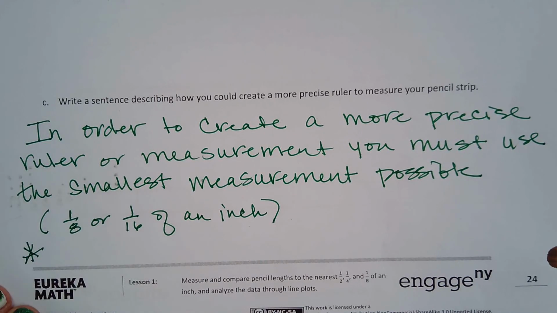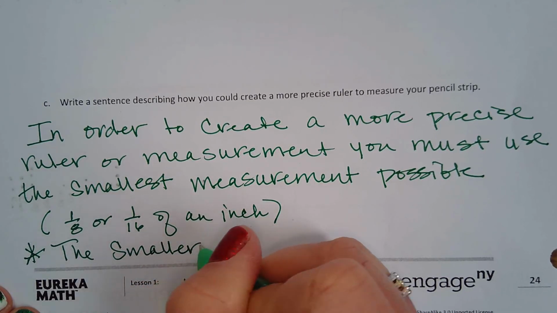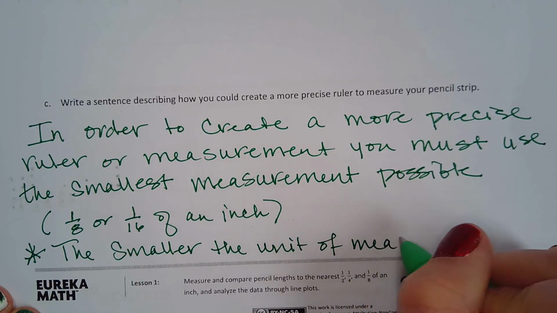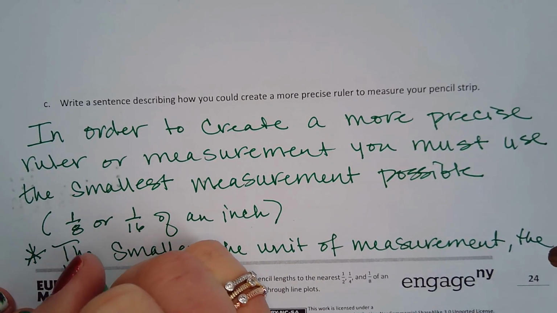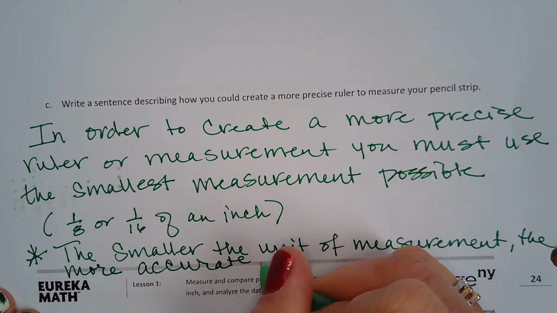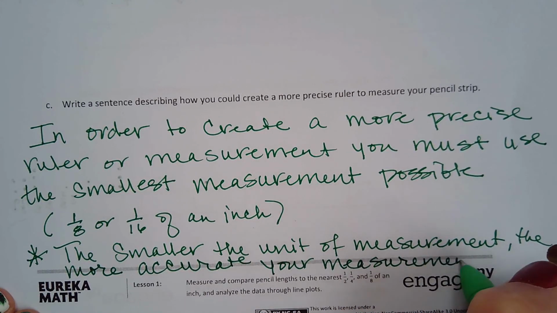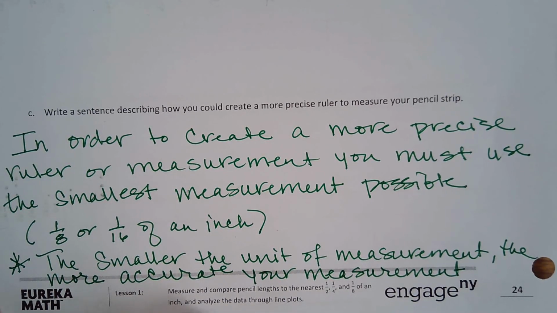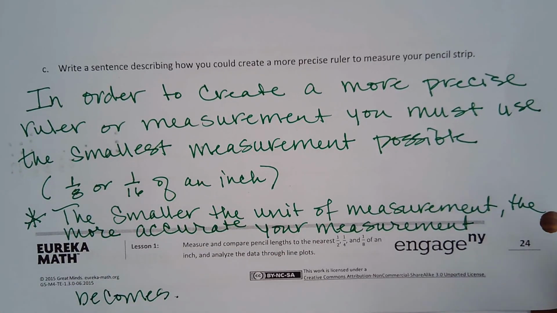So the big idea is the smaller the unit of measurement, the more accurate your measurement becomes. I'll write it way down here. That's the big idea of this lesson.